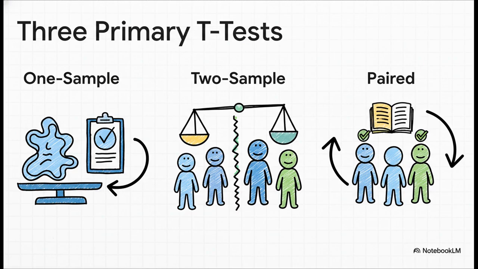First, you have the one-sample t-test. You use this when you want to compare the average of a single group against some known target. Like, is the average weight of our product actually 16 ounces like it says on the box? Simple. One sample versus one number.